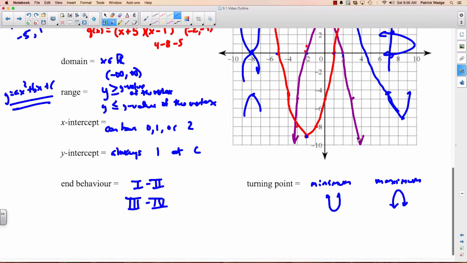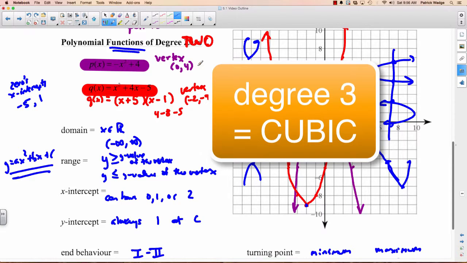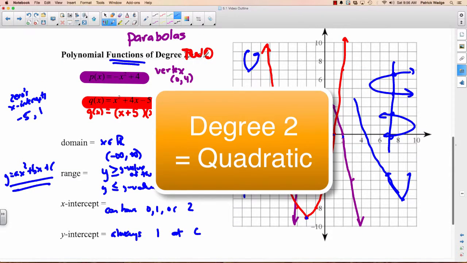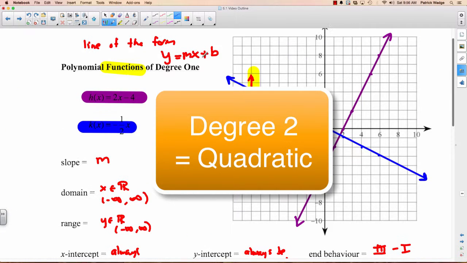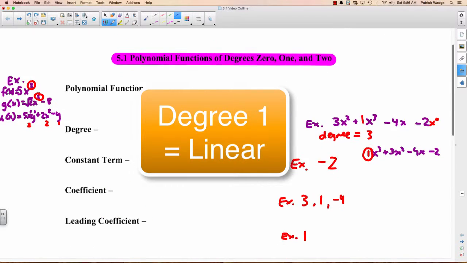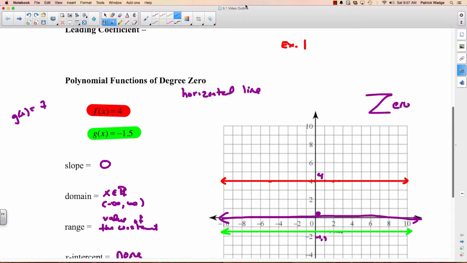Alright, there you go. We've summarized everything. So next day we're going to do polynomial functions of degree 3, which will actually be new stuff. Degree 3 are called cubic functions. Degree 2, which we just did today, you know this, it's called quadratic functions. Degree 1, which we also did today, are called linear functions. And degree 0, which we did today, are called constant functions. Okay, see you next time.